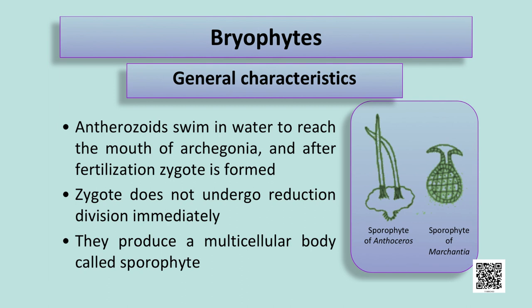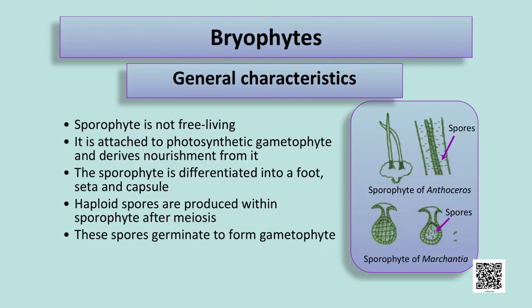Zygote does not undergo reductional division immediately. A multicellular sporophyte develops from a zygote and remains attached on the gametophyte. This means that now archegoniophore has sporophytes instead of archegonia. The sporophyte is not free living. It derives its nutrition from gametophyte.